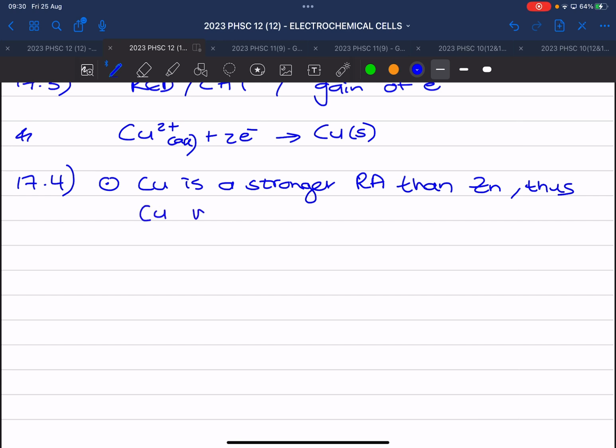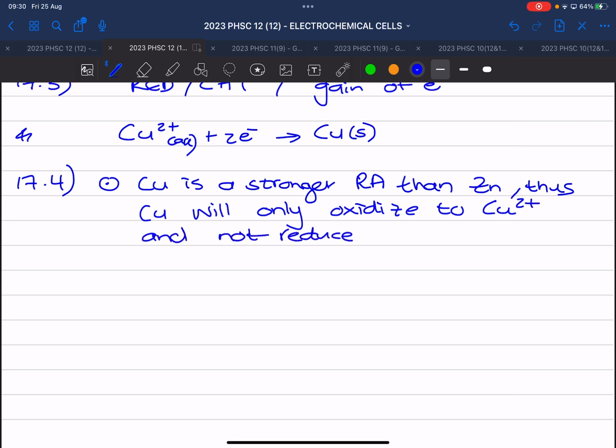Thus copper will only oxidize to copper ions and not reduce from copper ions to copper.